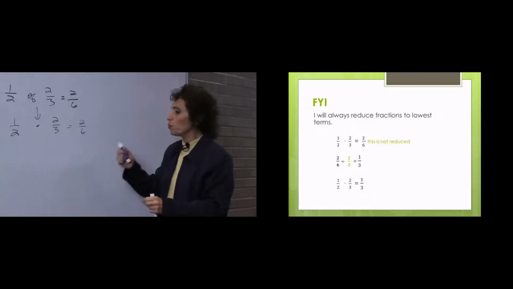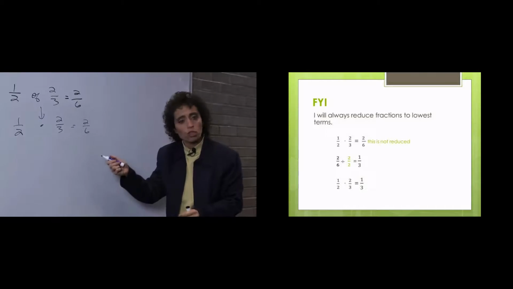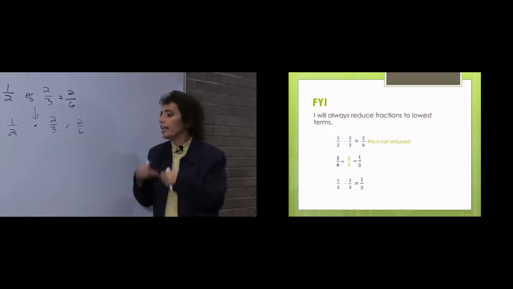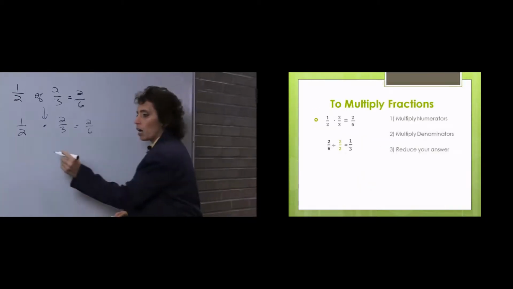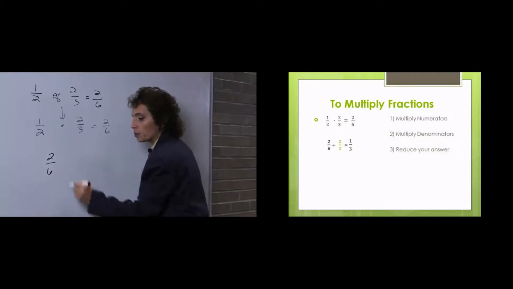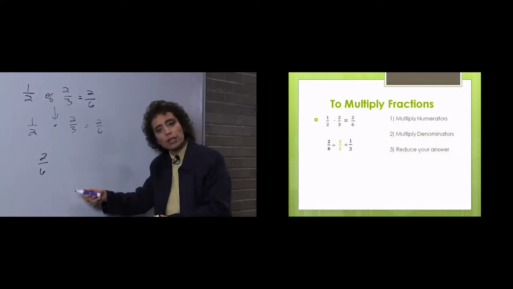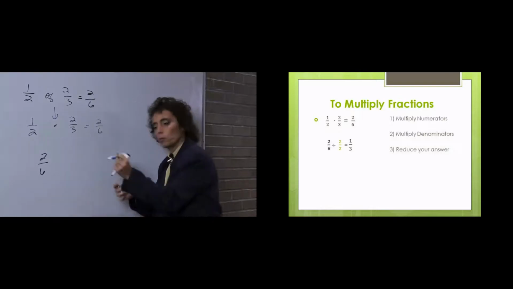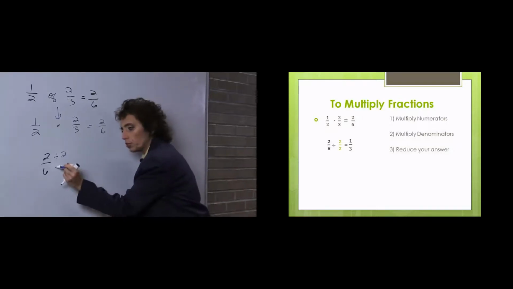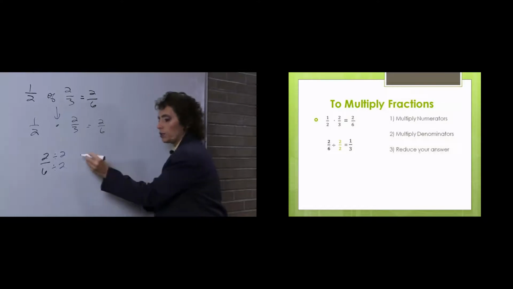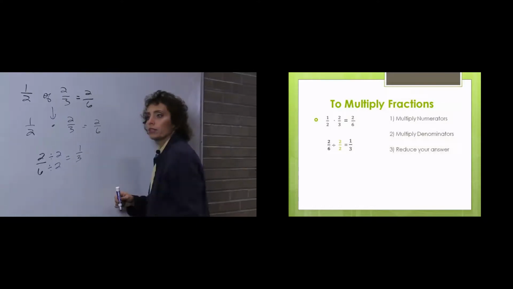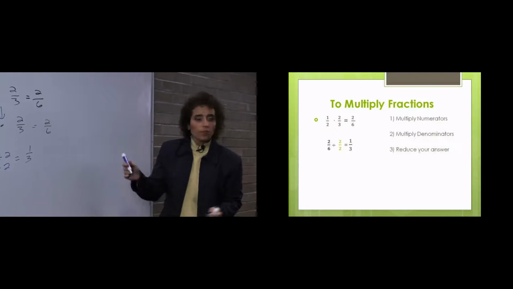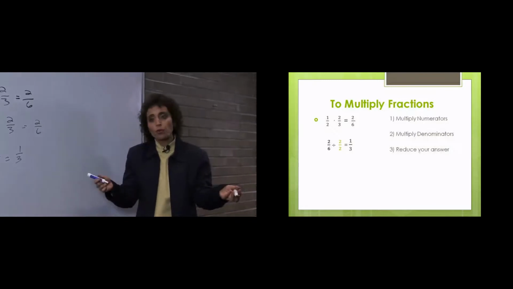Now what we would probably do is reduce this fraction, because we like to have our answers in reduced form. So I'm going to take 2/6 and reduce it. We have to pick a number that divides into 2 and 6 evenly, and that would be the number 2. So 2 divided by 2, 6 divided by 2, and I would get 1/3. So the answer to that question is Mike gets 1/3 of the candy bar.